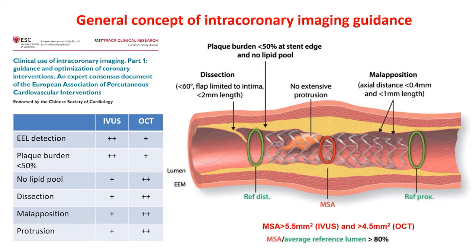Generally, IVUS is useful for detection of the external elastic lamina and actual plaque burden, while OCT is used for the detection of dissection, malapposition, and plaque protrusion.